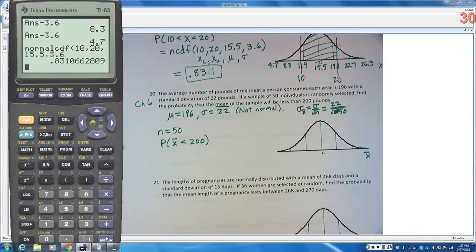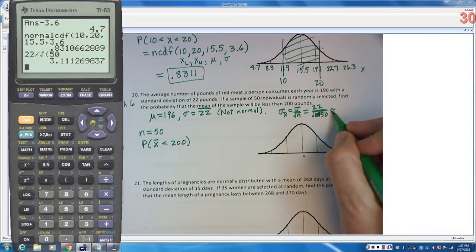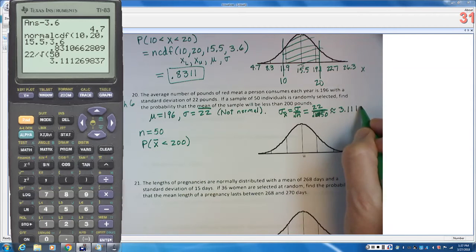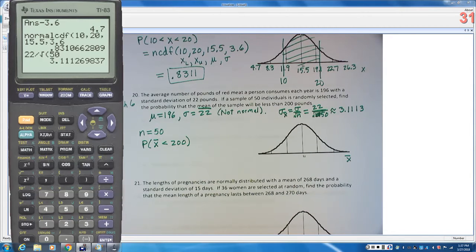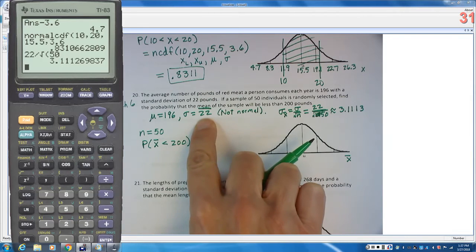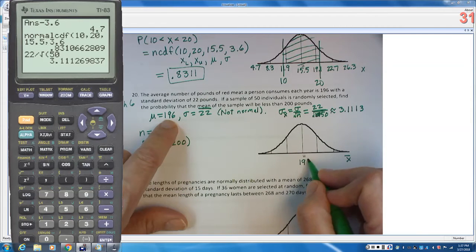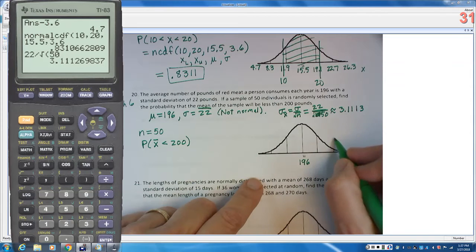Don't make that mistake. Okay. 22 divided by the square root of 50. Keep 4 decimal places, but for our picture we can just use 3. So it's approximately 3.1113. We're going to use that in our calculator. But for the picture, you do need to mark off the picture. So instead of the standard deviation being 22, it's now about 3. The mean is at 196. It stays the same, but we add 3.